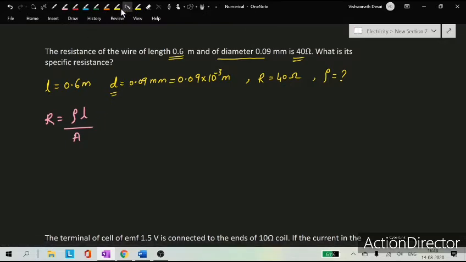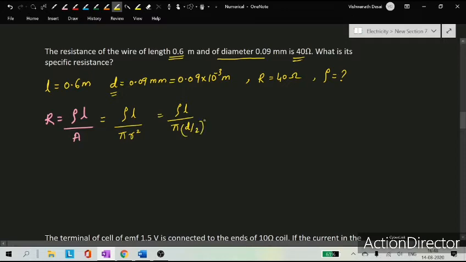So I can substitute the wire area. Area of the wire is pi r square. R is the radius of the wire. So do you know the radius? Indirectly you know it from the diameter. So you can write it rho into L divided by pi into radius, which can be written as diameter divided by 2, right? Square it. Don't forget to square. So that is equal to rho L divided by pi d square divided by 4, that can be taken to the numerator. I will write it here.